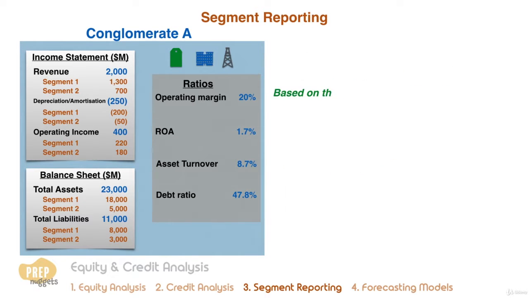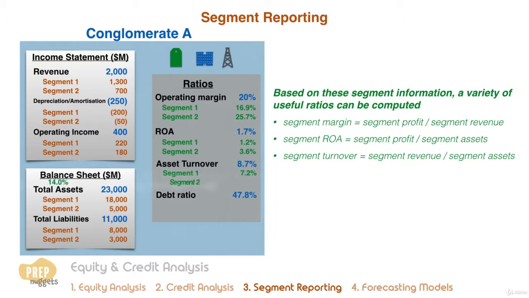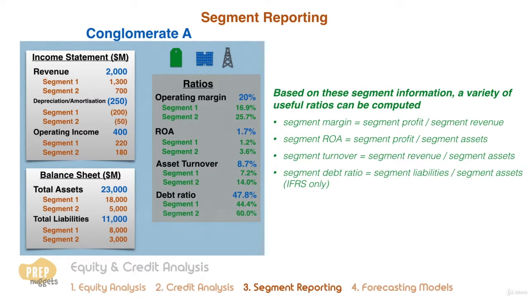Based on this segment information, a variety of useful ratios can be computed. The segment margin measures the operating profitability of the segment relative to revenues, whereas the segment ROA measures the operating profitability relative to assets. Segment turnover measures the overall efficiency of the segment, how much revenue is generated per unit of assets. The segment debt ratio examines the level of liabilities and hence the solvency of the segment.